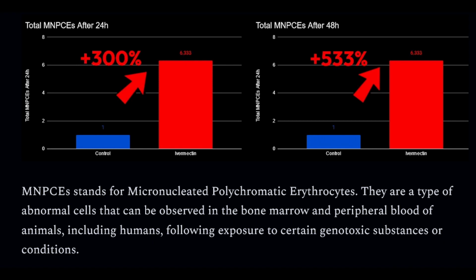So what happens? The blue columns are the control levels, and the red columns are the ivermectin-dosed rats. After 24 hours, the micronucleated polychromatic erythrocytes are up 300%. And after 48 hours, it's up 533% versus the control. Those are staggering jumps.